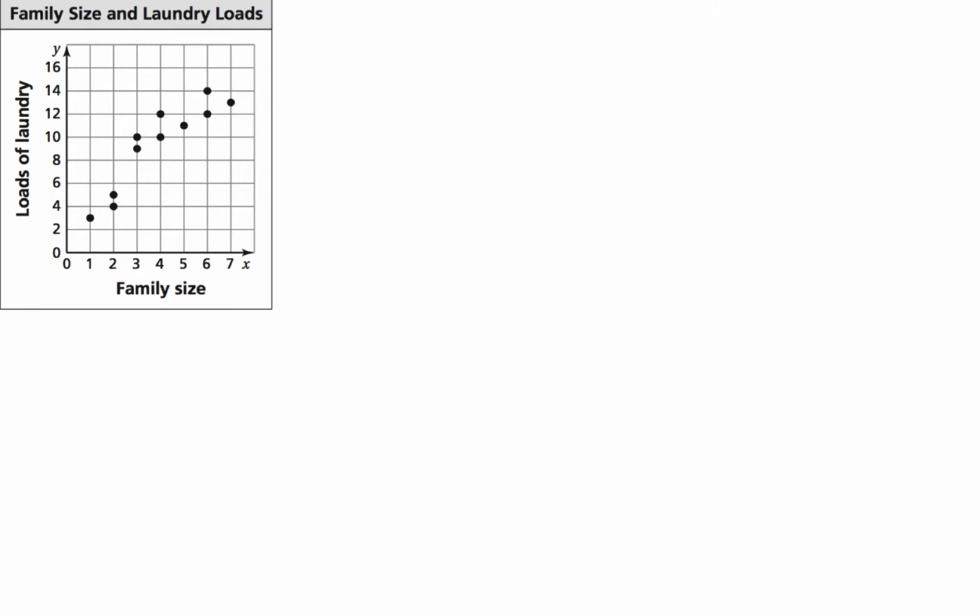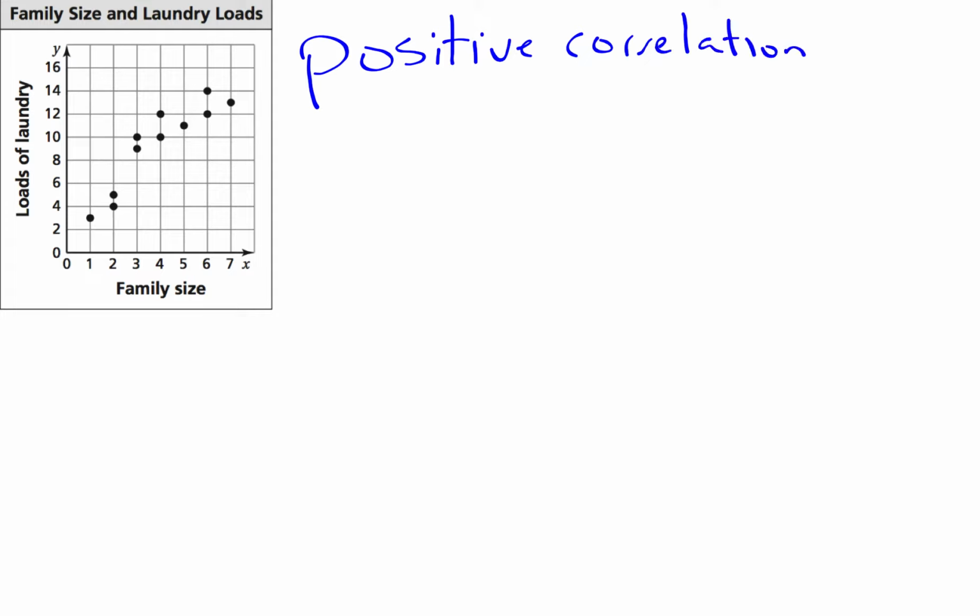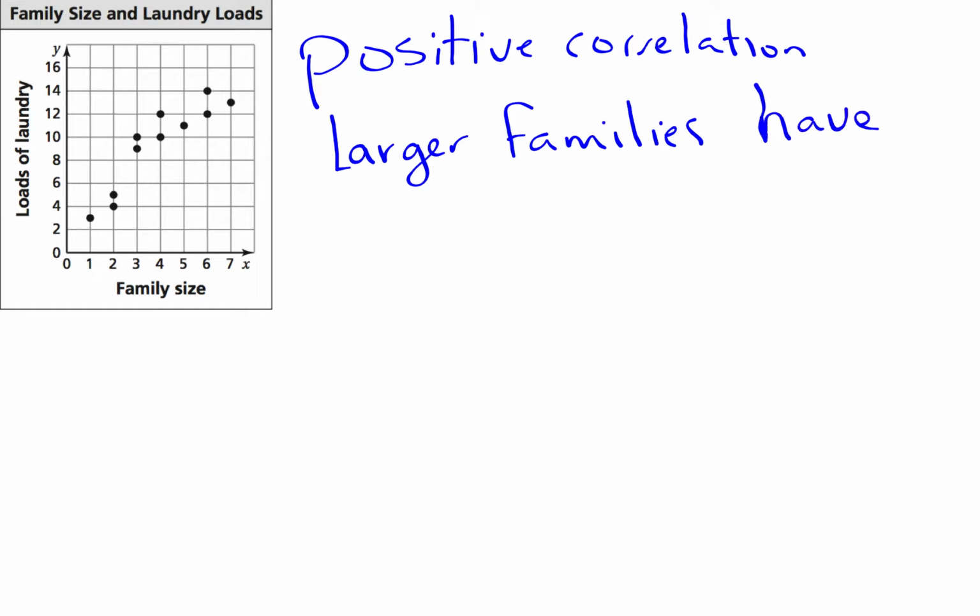Okay, let's look at family size and laundry loads. So along the x-axis is your family size, and on the y-axis is loads of laundry. I'm assuming this is per week. As I look at it, I do see a positive correlation. And that positive correlation just shows me that larger families have more loads of laundry.